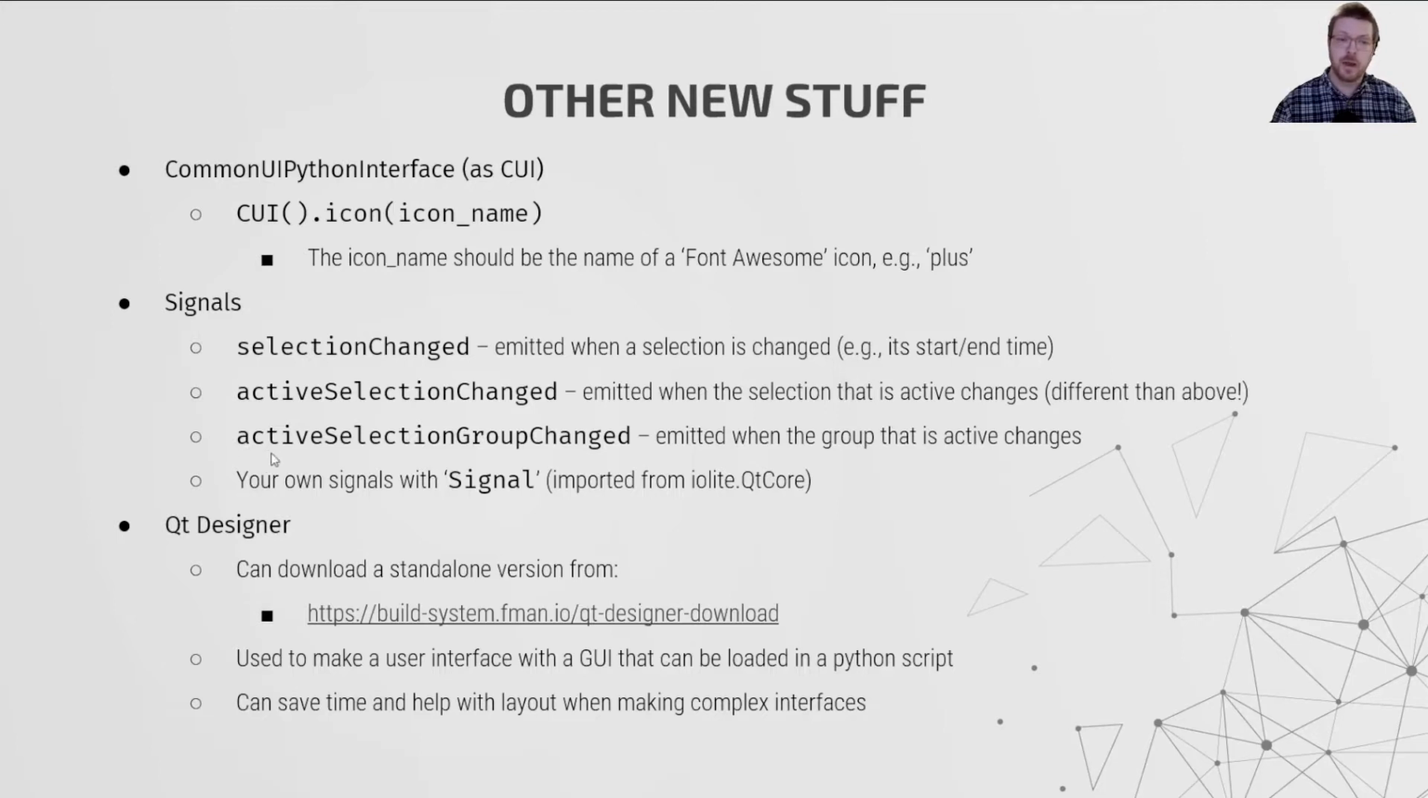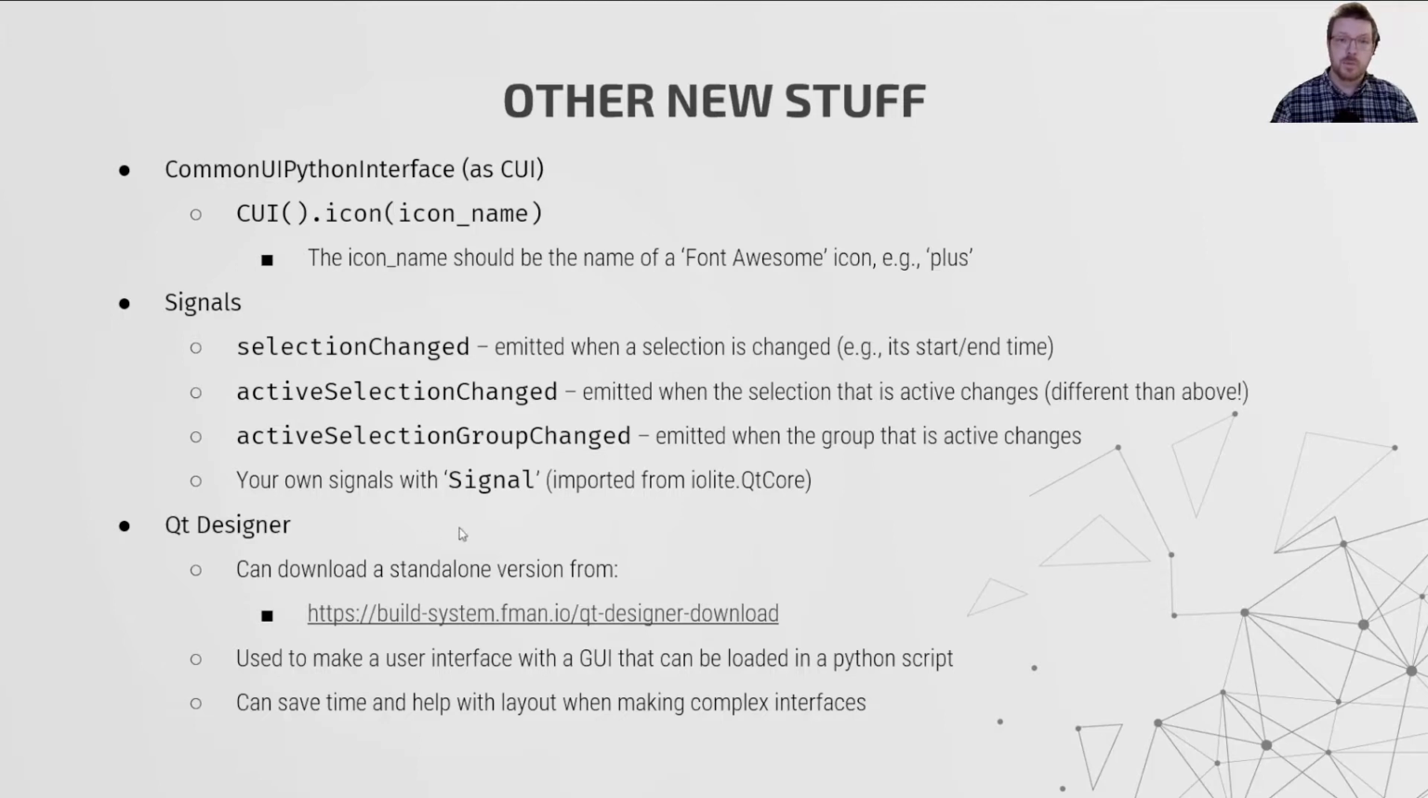Then we also have active selection group changed. So this is emitted when the group that is active changes. So if you click on a different group in the time series view. And then we'll also create some of our own signals using this signal name imported from iolite.qt core.